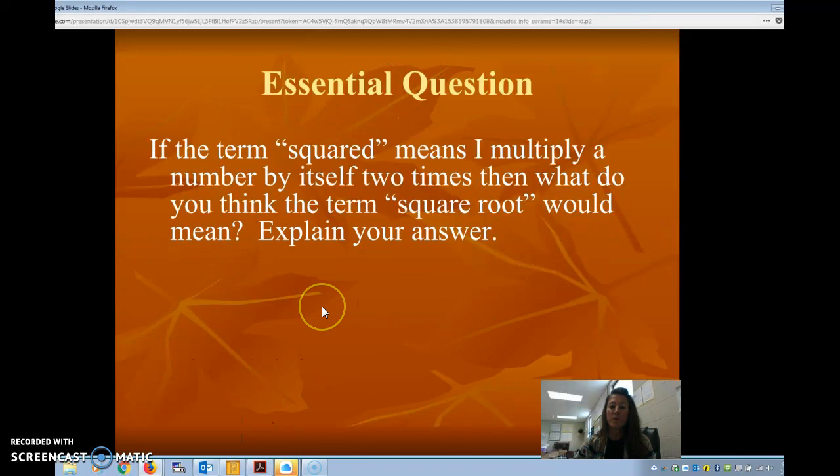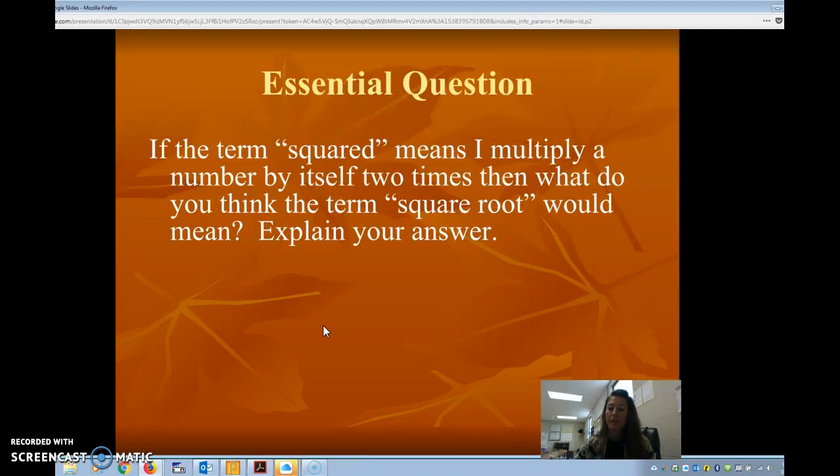Central question: if the term squared means I multiply a number by itself 2 times, then what does the term square root mean? Okay, so 4 squared means 4 times 4. 5 squared means 5 times 5. We talked about these yesterday. But anyways, square root is something else. For example, if we take the square root of 25, what number times itself is 25? 5 times 5 is 25. So square root means you have a number 2 times that's itself.